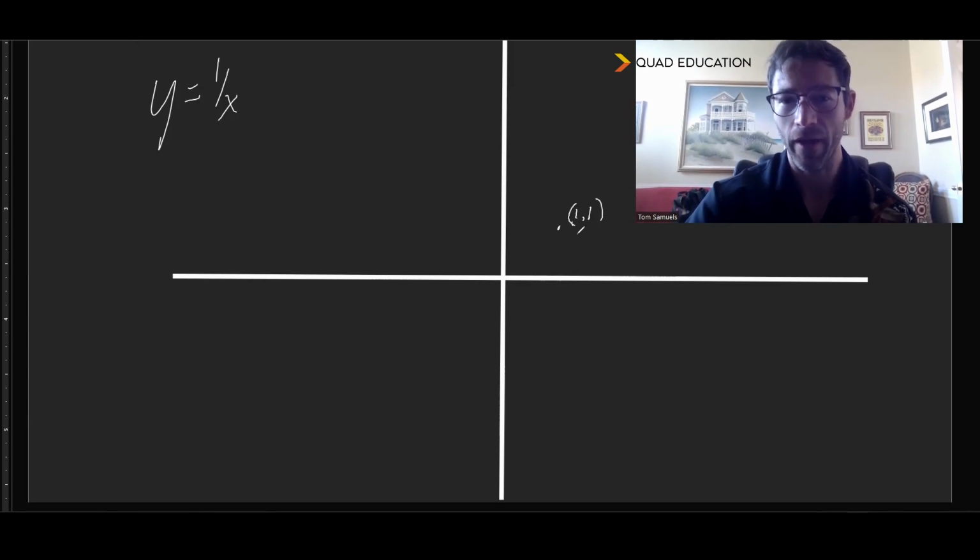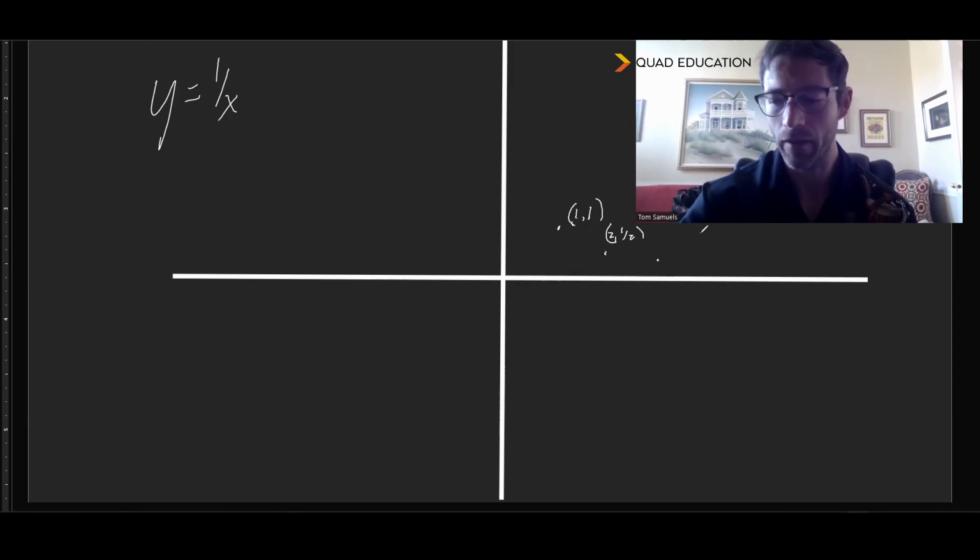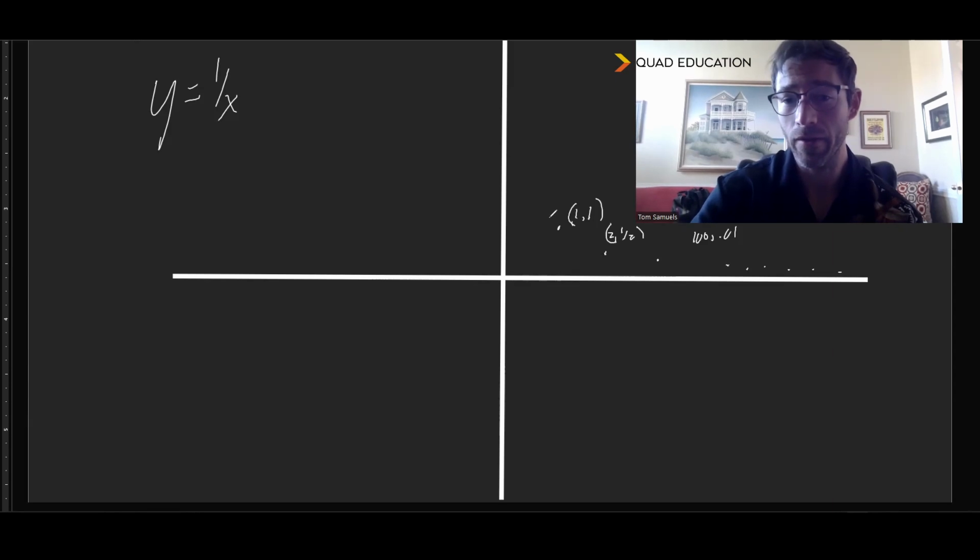And then what happens if x is 2? Well, then x is going to be 2, and our y is going to be 1/2. That's going to be over, and then a little further down. And then if it's 3, it's going to be a third. And then what about for a point like 100? So that's going to be (100, 0.01). And that means it's way out here, and it's getting closer and closer to, yes, the x-axis. And so this is a pretty steep decline toward 0.